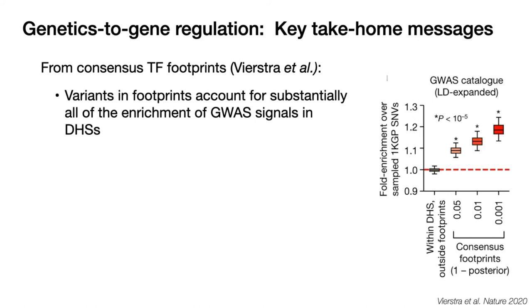From the footprint perspective, consensus footprinting has enabled us to finally distinguish between variants that land in DNase hypersensitive sites but are in footprints versus those that are not in footprints. And now we know that essentially all of the enrichment in GWAS signals that we see in DNase hypersensitive sites is actually accounted for by the variants that fall into the footprints, not between them.